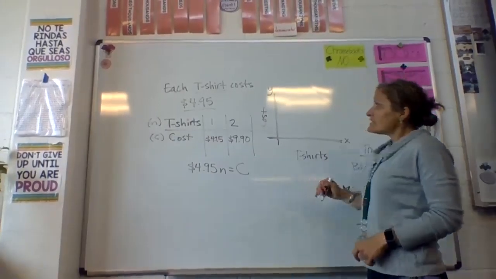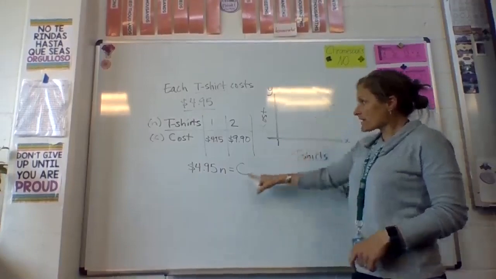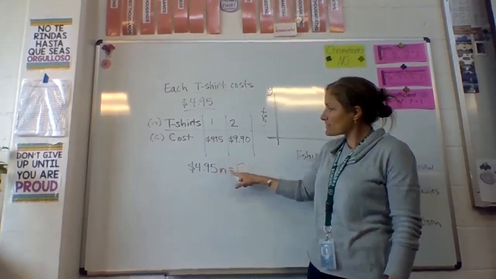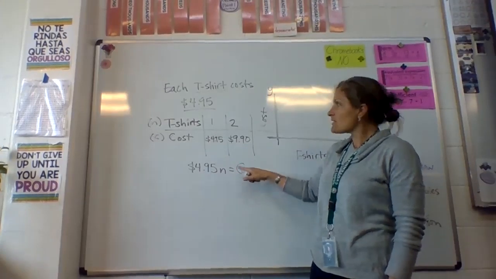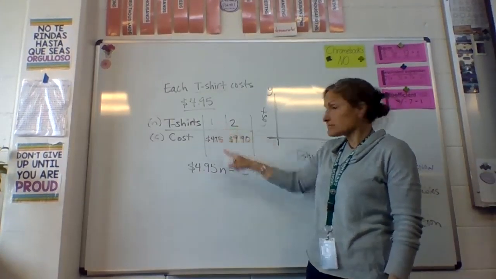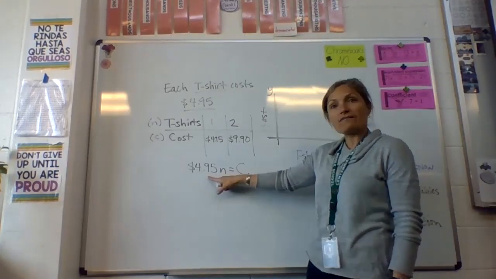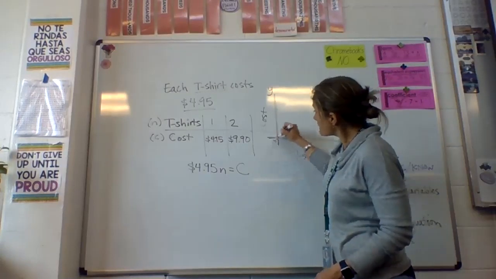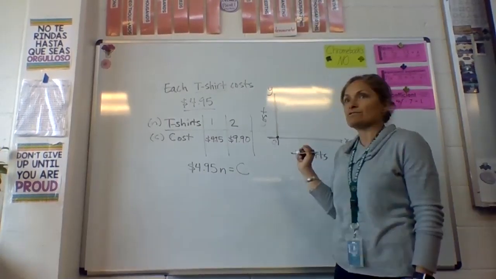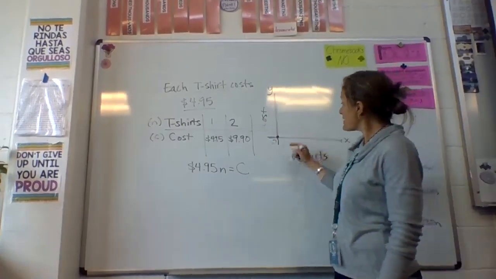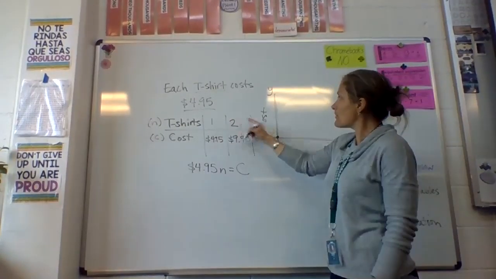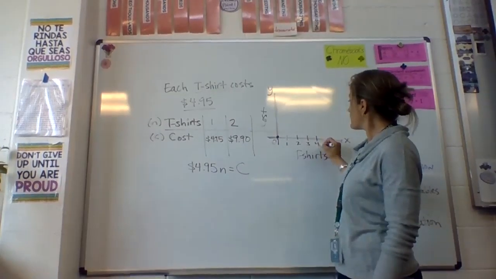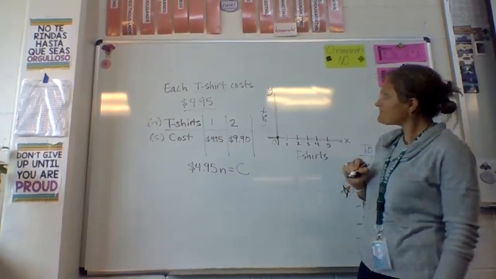So what we know is our equation that we created was $4.95 times any number of shirts would give us the total cost. So if we had 0 shirts, 0 times $4.95 would be 0. So we do in this case have a 0 point. We didn't in our review today. And then we can label the number of t-shirts is just going to go up by 1. So we're going to do 1, 2, 3, 4, maybe we'll just go up to 5.